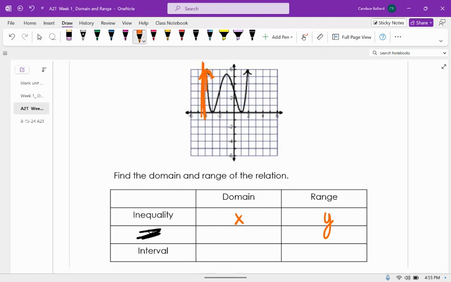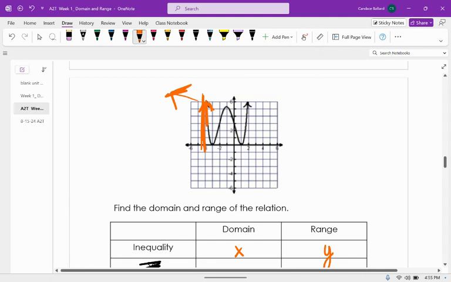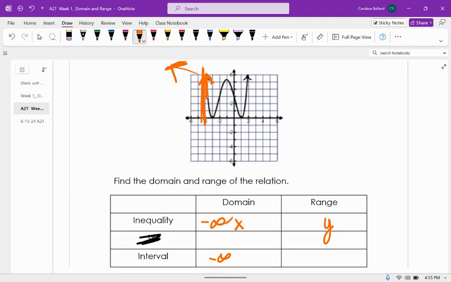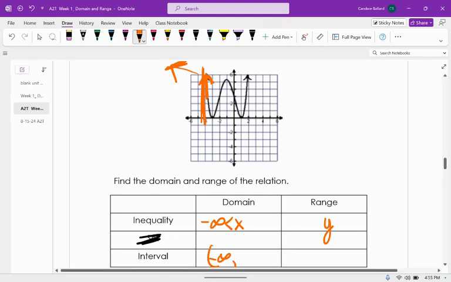Now, that arrow means that it goes to the left forever and ever. And if I'm going to the left forever, that means I am going to negative infinity. That is what forever means. And something that has an arrow on the end of it, or is infinity, is always open. So I would use a less than, or a parentheses if I'm in interval notation.